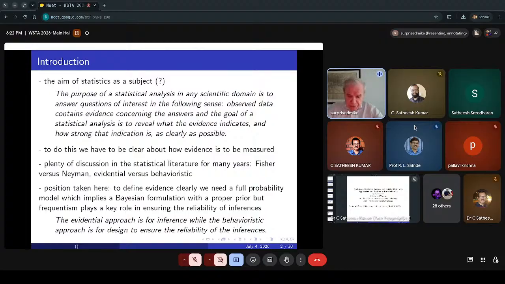But the interesting thing about what I call relative belief is that frequentism still plays a role. It's not Bayesian versus frequentism; both have a role to play. The way I like to say it is that the evidential approach is for inference, while the behavioral approach is for design.